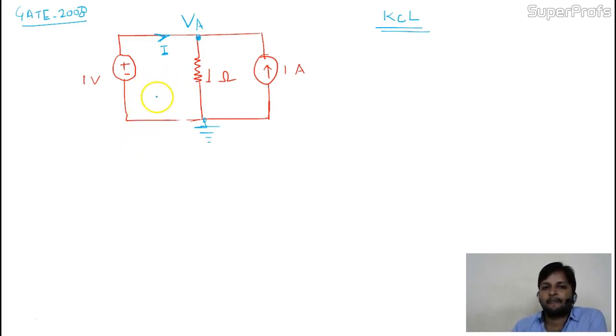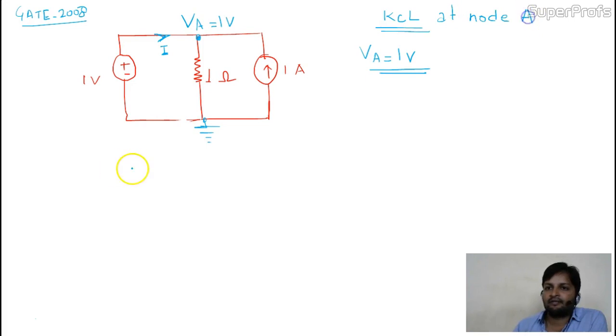Now, tell me, what is the value of VA? Given here, 1 volt. Directly this 1 volt battery is connected to VA. Is it okay? So VA is given directly as 1 volt. So I have to apply KCL here, KCL at node A.